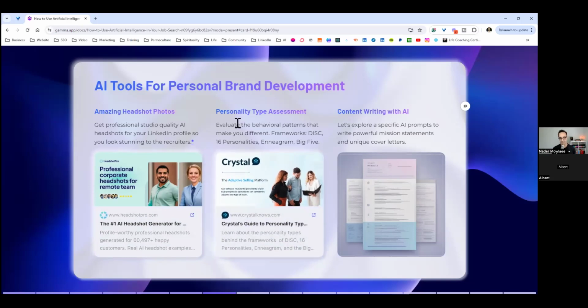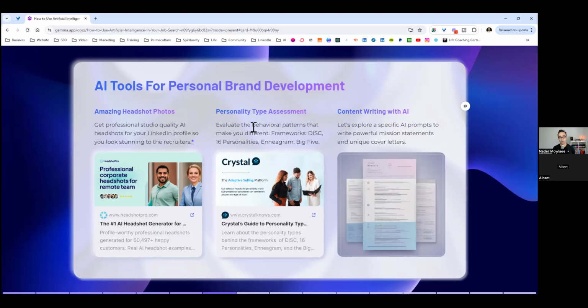Let's move on to the next part of personal brand development. And this is where understanding and evaluating who you are, personality-wise, behavior-wise, what your character is, who you are characteristically. Like, what do you like? What drives you? What negatively affects you?